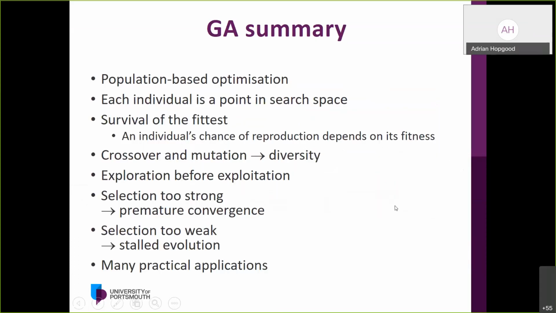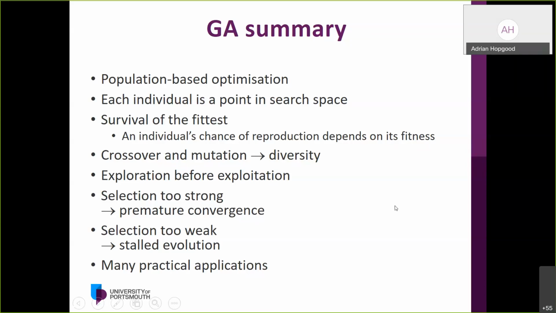So to summarise the genetic algorithms, they're a population-based form of optimization. Each individual is a point in the search space, and it's based on survival of the fittest, with an individual's chance of reproduction depending on its fitness. We talked about crossover and mutation and the way that's used to introduce diversity into the population so that it explores the full range of possibilities. And that's the key there. The cliche is exploration before exploitation. So with a genetic algorithm, because of this diversity, it can explore the whole search space before exploiting the global optimum.